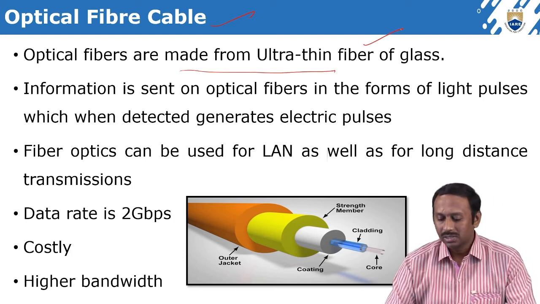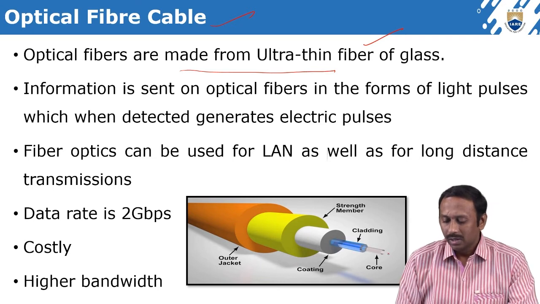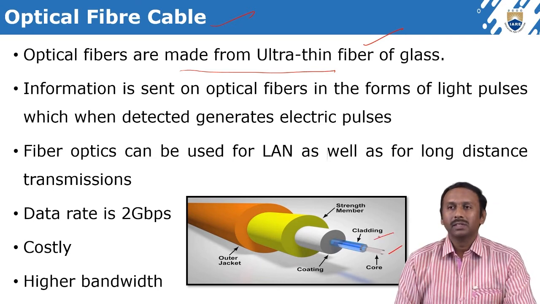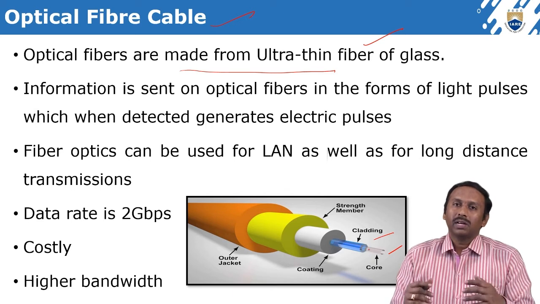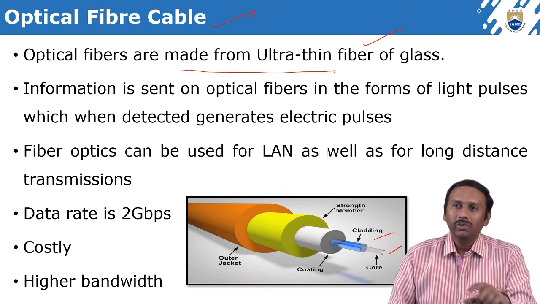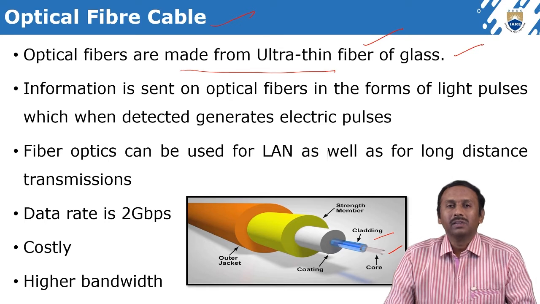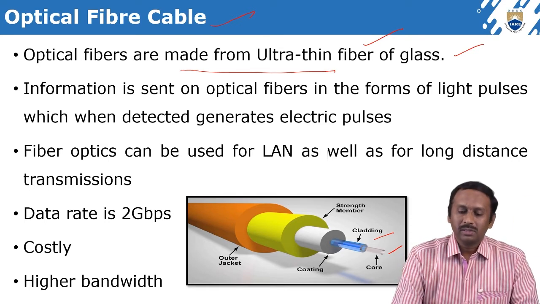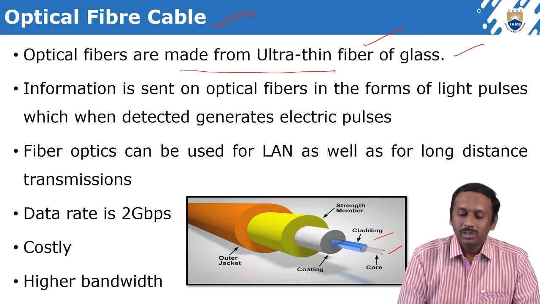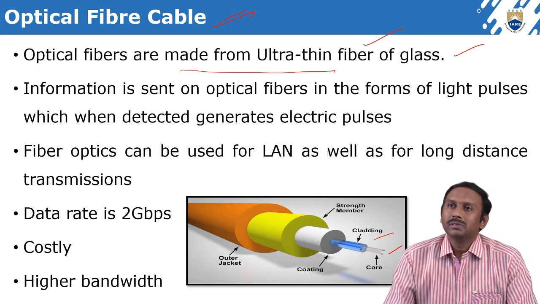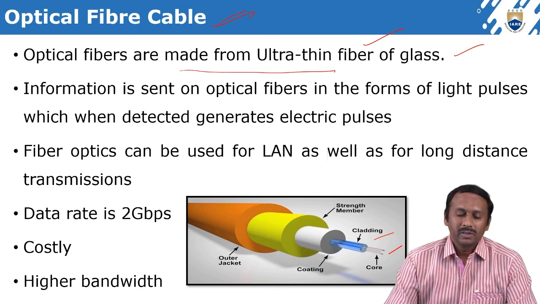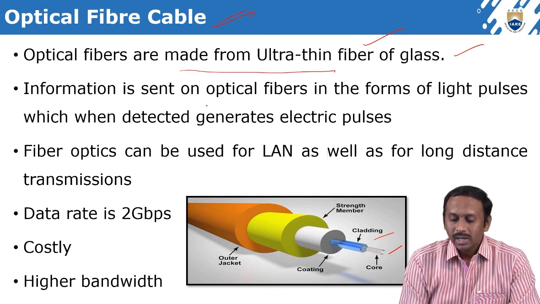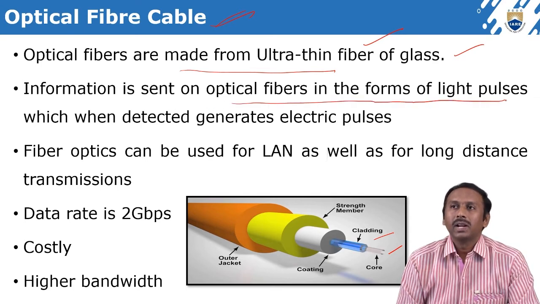Here we have a core, and there is a core cladding, no. So when compared with the thick copper, if you use this fiber of glass, the data transmission speed is much faster than the coaxial cable in this fiber optics. Okay, and information is sent on optical fibers in the form of light pulses, which when detected generate electric pulses, right? It's sent over optical fiber in the form of light pulses.